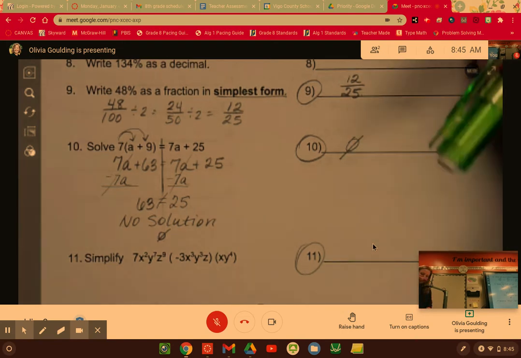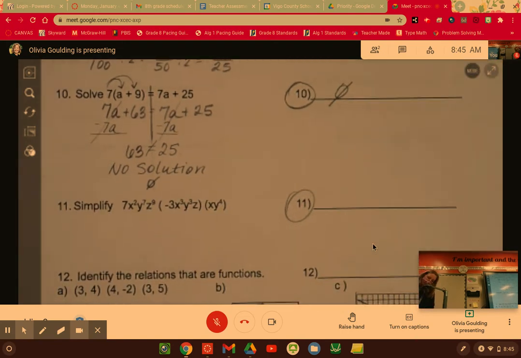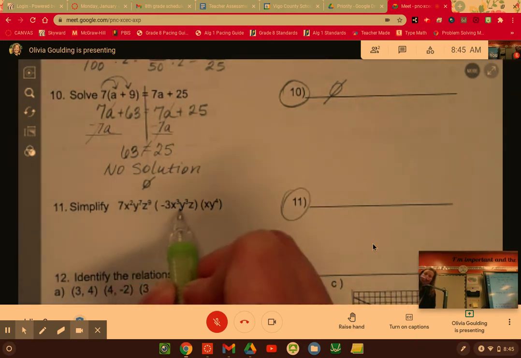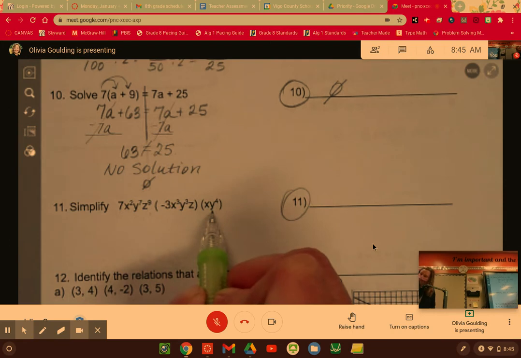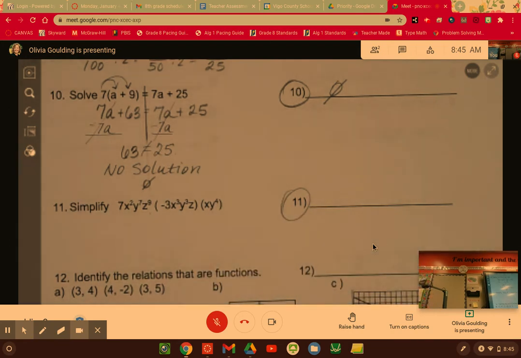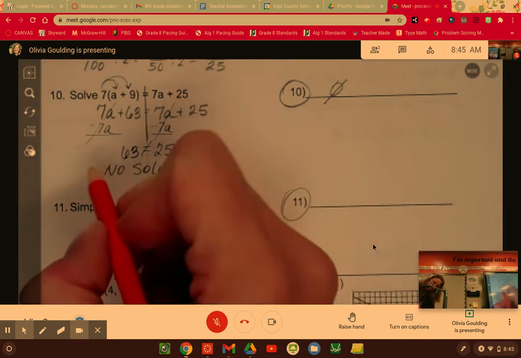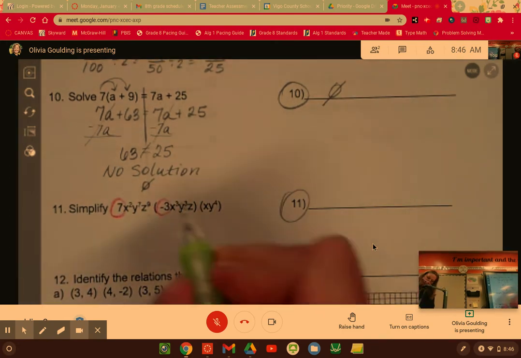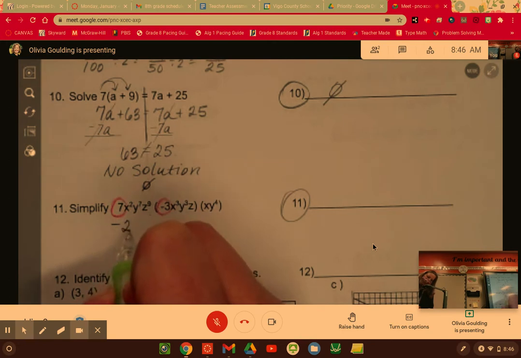Okay, let's do number 11. So for this one, we have a monomial times a monomial times a monomial. And the first thing you have to do is multiply the coefficients. So we have 7 times negative 3. What would be a real world problem for this?